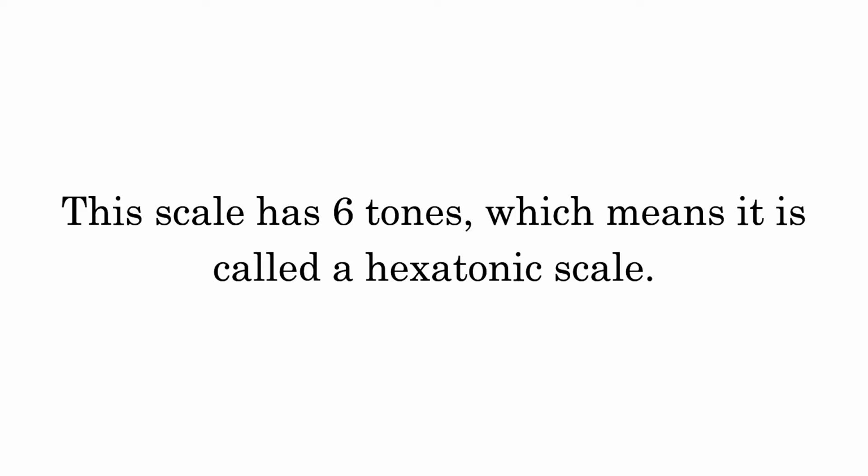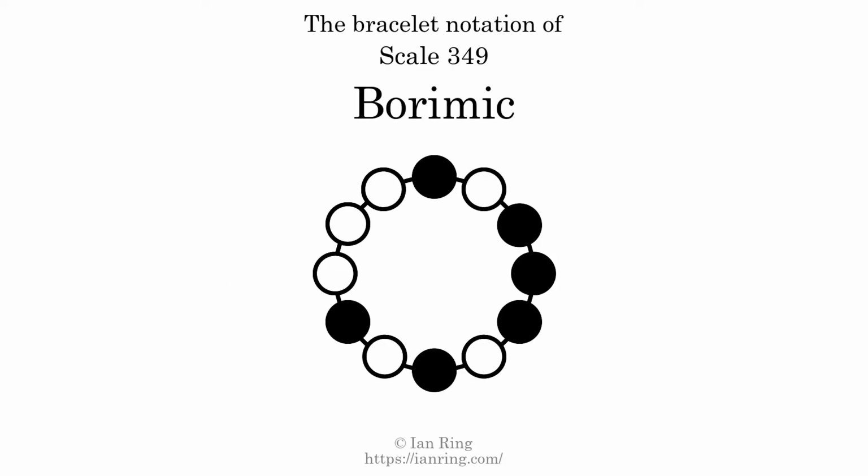This scale has 6 tones, which means it is called a hexatonic scale. This is a bracelet notation diagram of scale 349. The shaded circles represent tones that appear in the scale, and they are read clockwise, starting at the top.